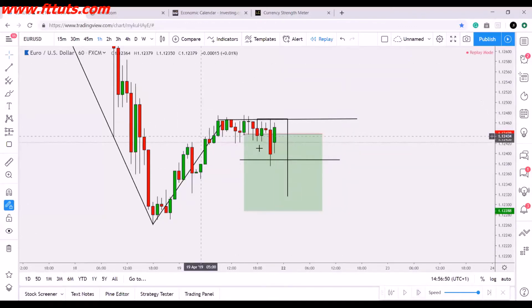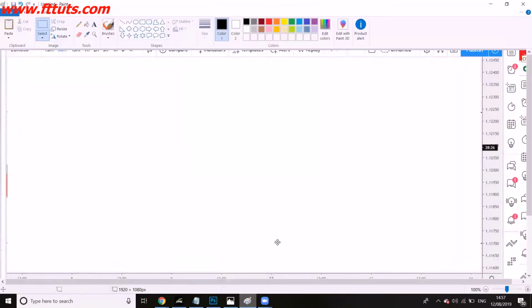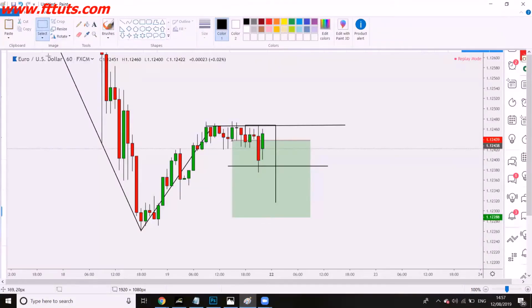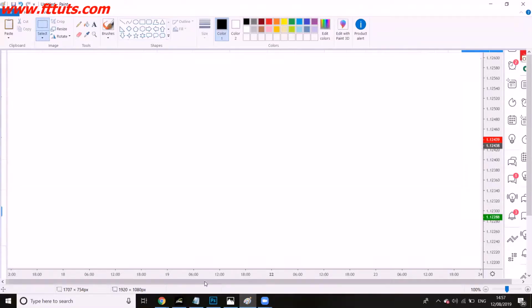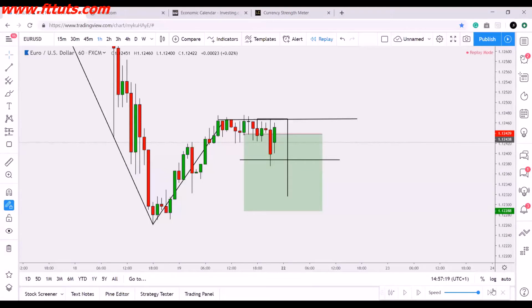We move on. We log this. We take a screenshot of this trade. We go over to Paint. We cut this trade out along with the 4-hour, and you go over to Word or whatever you're using and you paste it and you write your little notes. That is it. Okay? Now we continue.